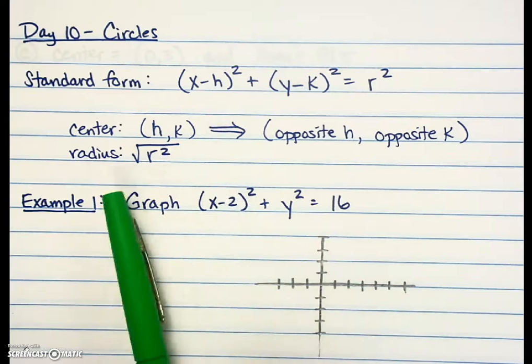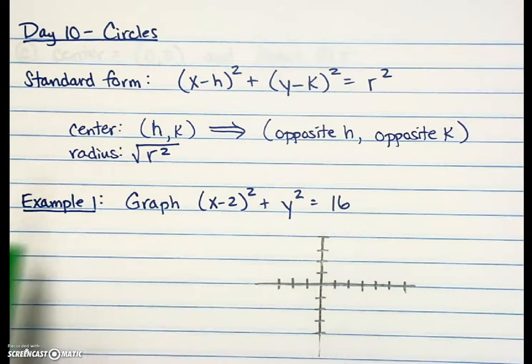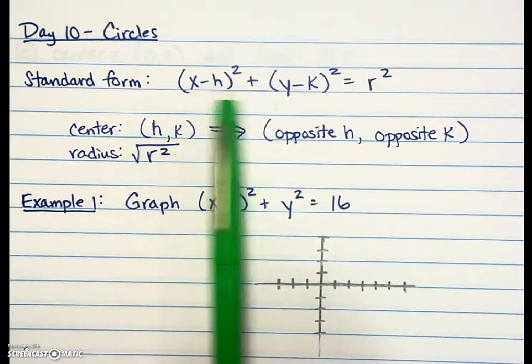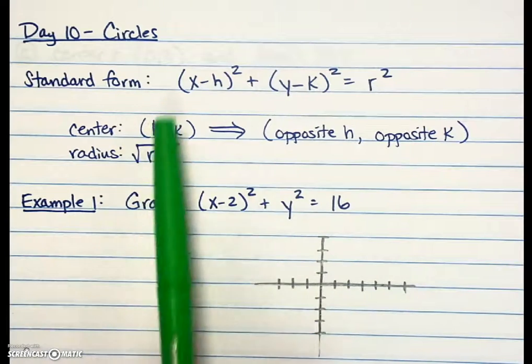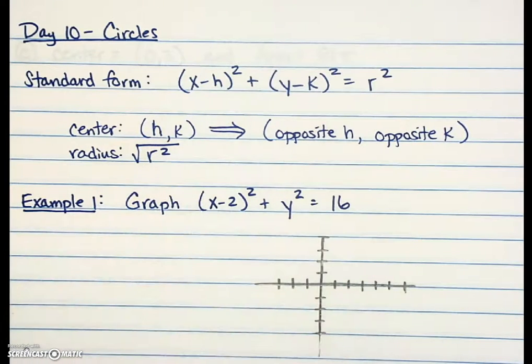Really, to graph a circle or to do anything with a circle, you need to know what the center is and what the radius is. When you look at the standard form, notice that we have two squared terms in here, and you're probably going to see the standard form a lot throughout this section, or something very similar to it.